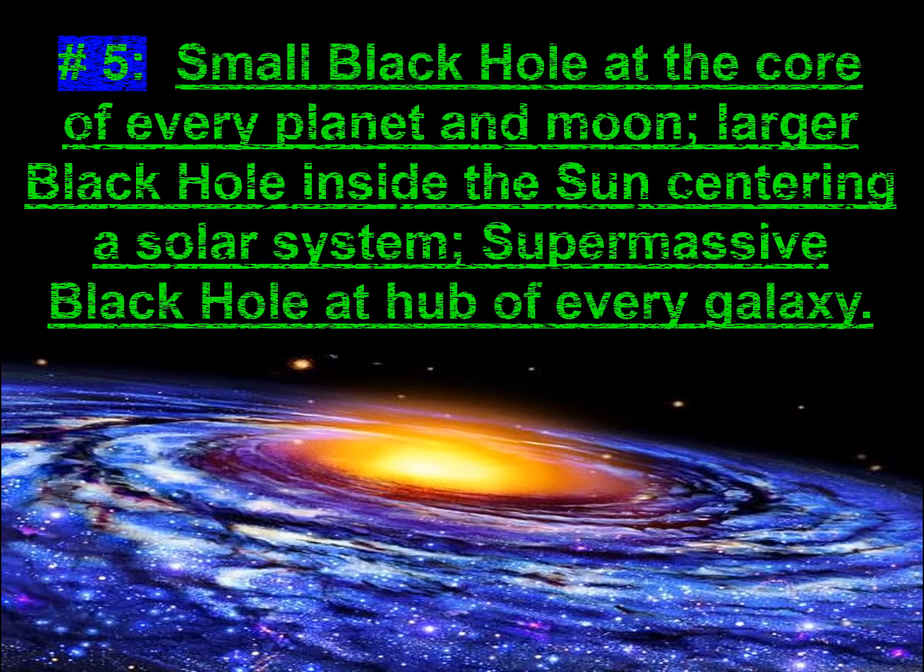Trillium Theory discovery number five says that there is a small black hole at the core of every planet and moon, and a larger black hole inside of the sun centering a solar system, and a supermassive black hole at the hub of every galaxy.